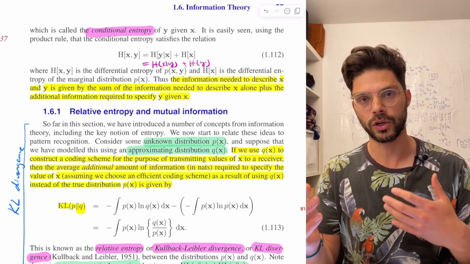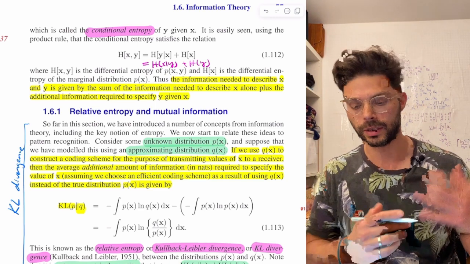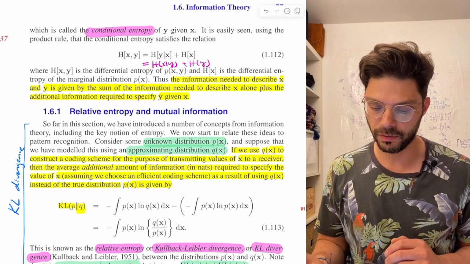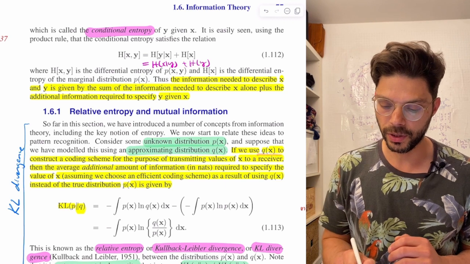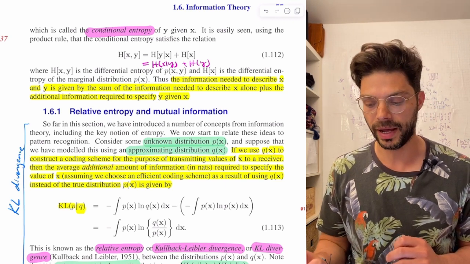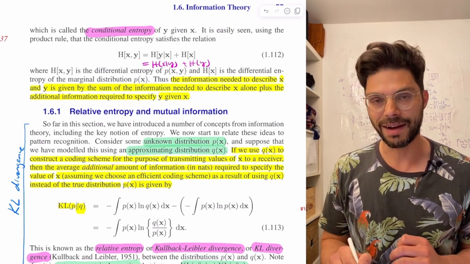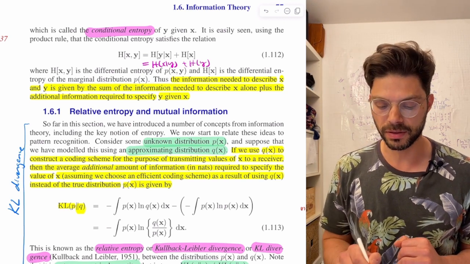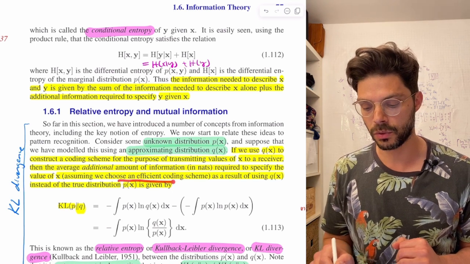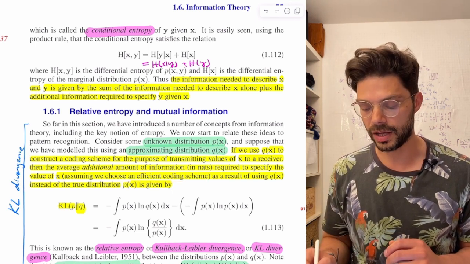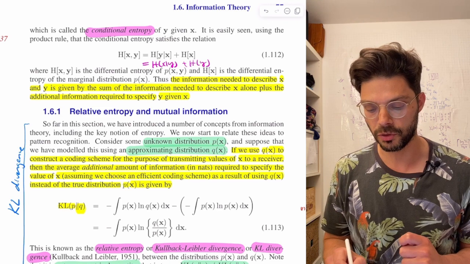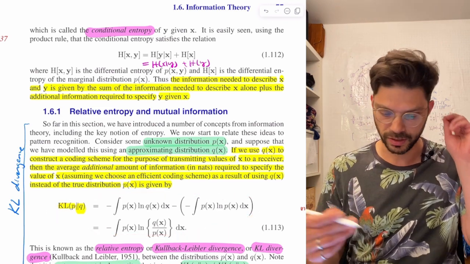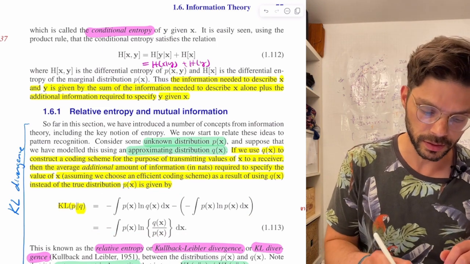So this notion of the unknown distribution and an approximating distribution comes up all the time, and you often want to compare these. Okay, so now it says if we use Q of x to construct a coding scheme for the purpose of transmitting values of x to a receiver, then the average additional amount of information in nats required to specify the value of x, assuming we choose an efficient coding scheme, as a result of using Q of x instead of the true distribution P of x, is given by this thing. There's a lot to unpack here, so let's do that together.